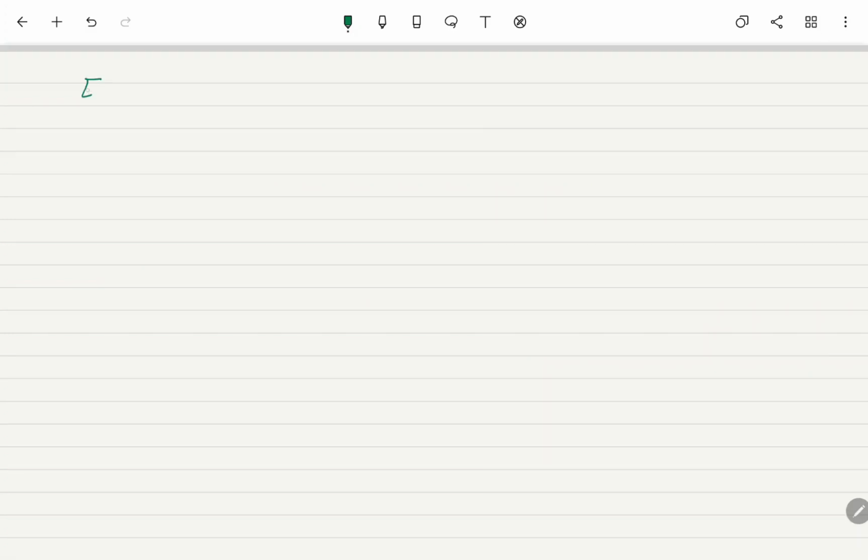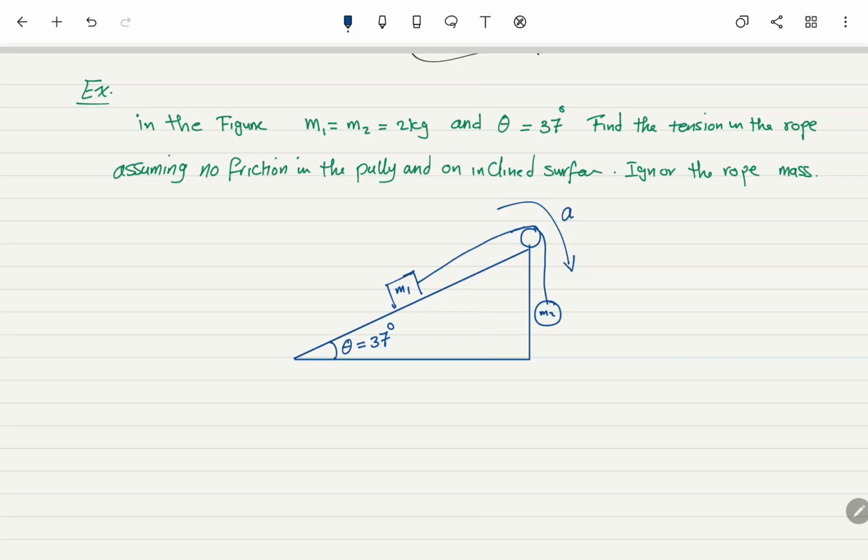Example. In the figure, m1 is equal to m2, which equal 2 kilograms, and theta equal to 37 degrees. Find the tension in the rope, assuming that there's no friction in the pulley, not even on the inclined surface. Ignore the rope mass. This example combines two different cases at the same time. So we have an inclined surface and we have the Atwood machine we just mentioned before.